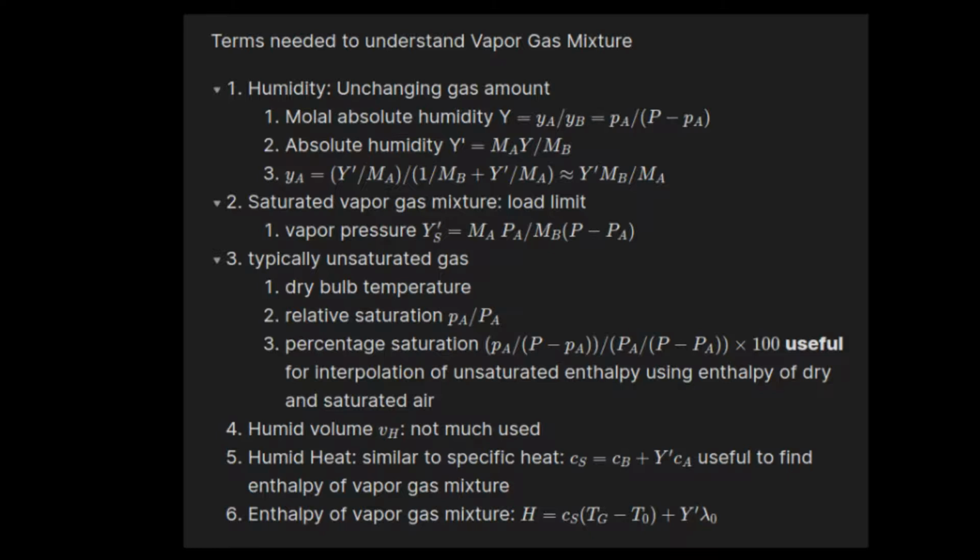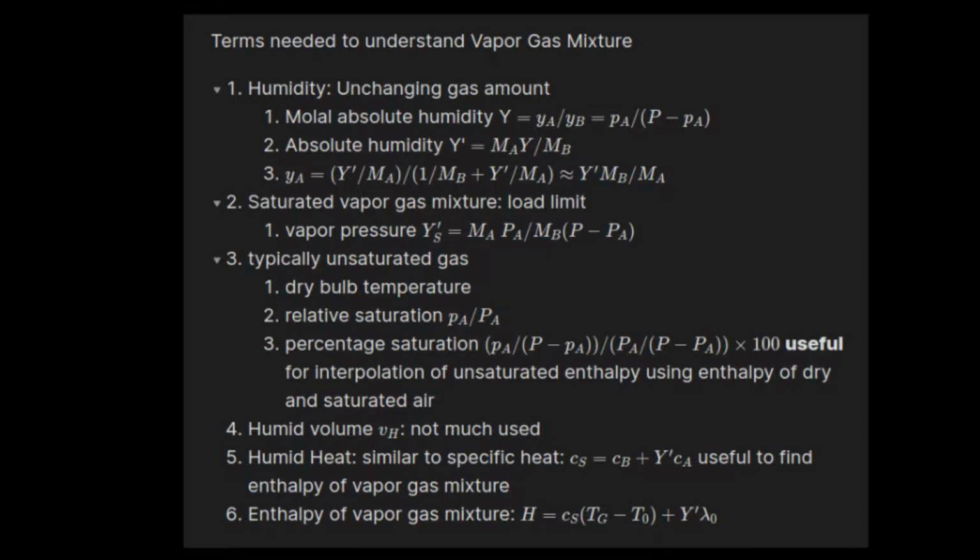This is useful in finding enthalpy of the vapor gas mixture, which is defined as H equal to Cs into temperature of the gas minus reference temperature T0, plus the energy needed for vaporization of the water vapor, that is latent heat of vaporization into y dash. So here the Cs term captures the sensible heat part and the lambda term represents the latent heat part. Thus, our hero has acquired the alphabets needed to describe humidification in mathematical language. Now our hero sets out to assemble the tools required to solve the air-water system.